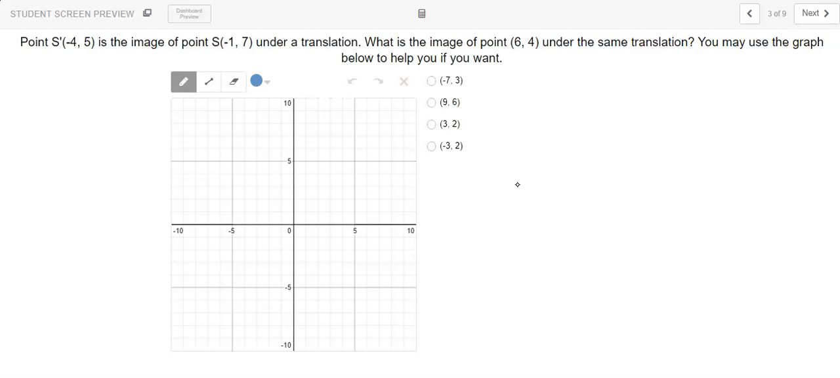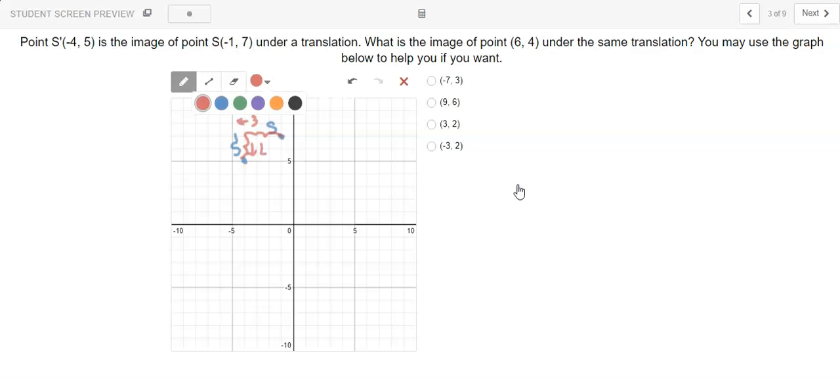Alright, in this one, I'm starting with point S, which is at negative 1, 7. So negative 1, 7 would be right here. And it's saying that I'm going to S prime, which is at negative 4, 5, which is right here. What I'm asking is how I'm moving, and then if I do the same movement to point 6, 4, where I'll actually end up. To get from S to S prime, I'd have to go 1, 2, 3 to the left, so I'm getting 3 smaller. And I'd have to go down 2.